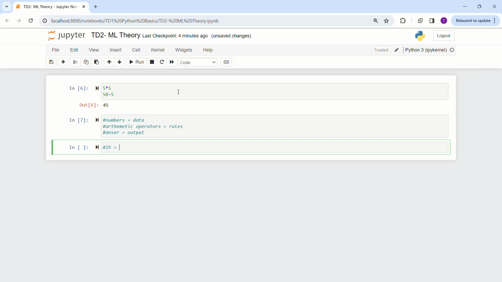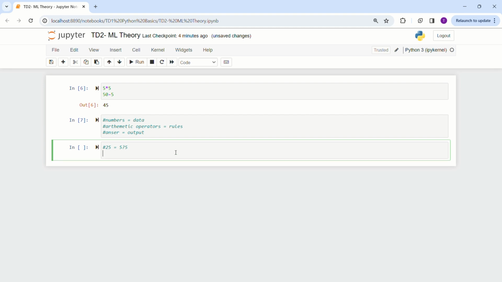25 is equal to 5, but what's the rule for that? What's 5 rule 5 that's equal to 25? Well, the answer is 25, and then the data is 5 and 5. So instead the program will get the answer 25 and then the data 5 and 5, and it will try to find the rule of that, which is multiplication.